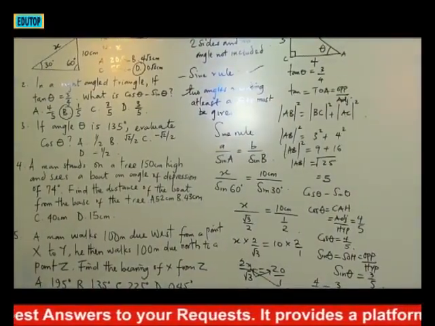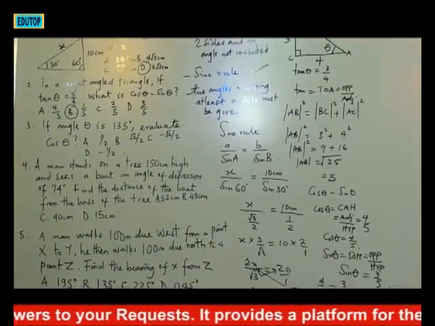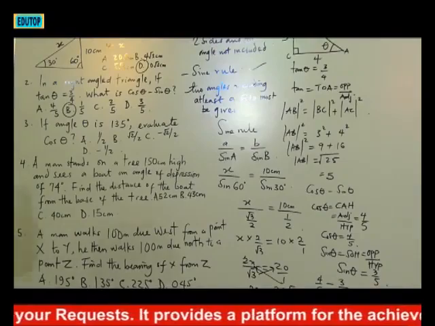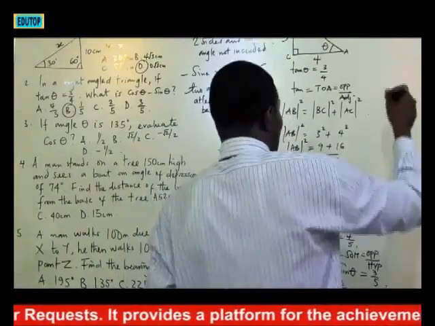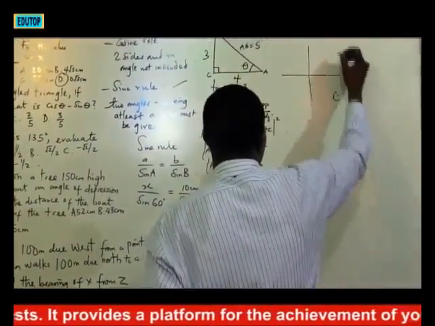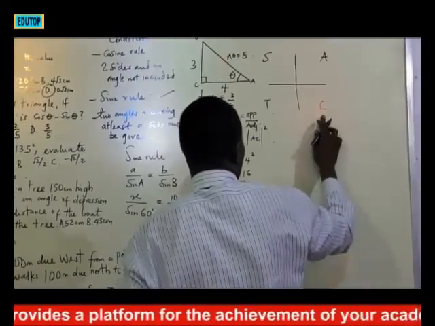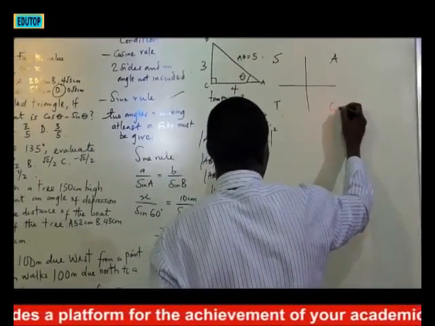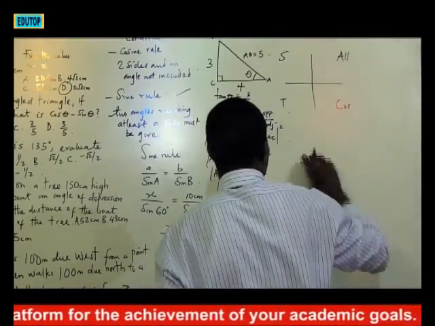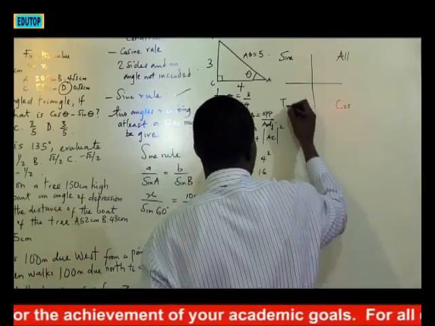The next question, which is question 3. If angle theta is 135 degrees, evaluate cos theta. Take note of this. This one is testing what is known as CAST. What is CAST? C-A-S-T. Now, what is the meaning of C? Cos, cosine. What is the meaning of A? All angles. What is the meaning of S? Sine. What is the meaning of T?